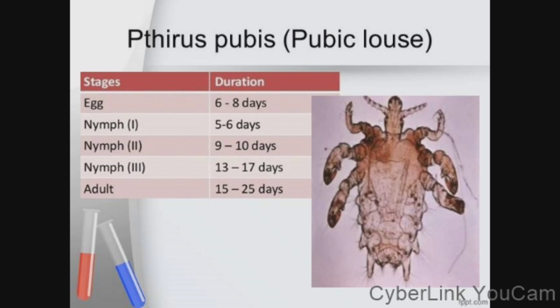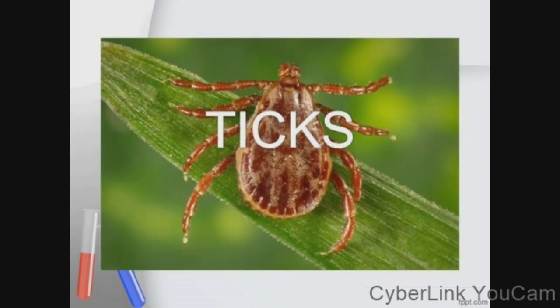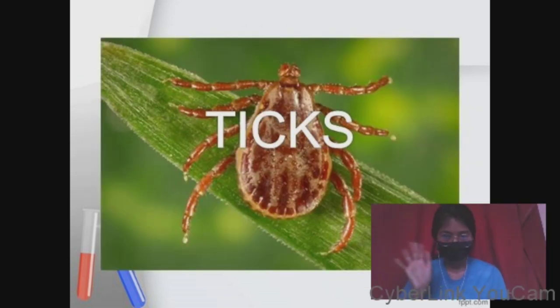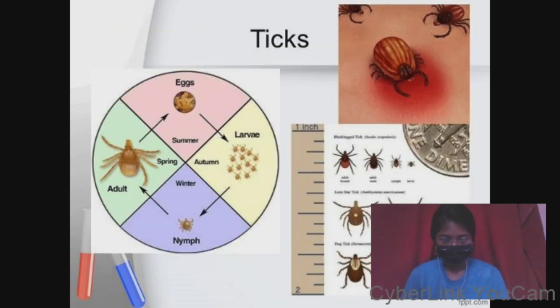Then now, let's proceed to the ticks. This is the life cycle of the ticks, which has 4 stages: the egg, the 6-legged larva, the 8-legged nymph, and the adult. They must consume blood from a host at every stage to develop. Each stage must find a new host.